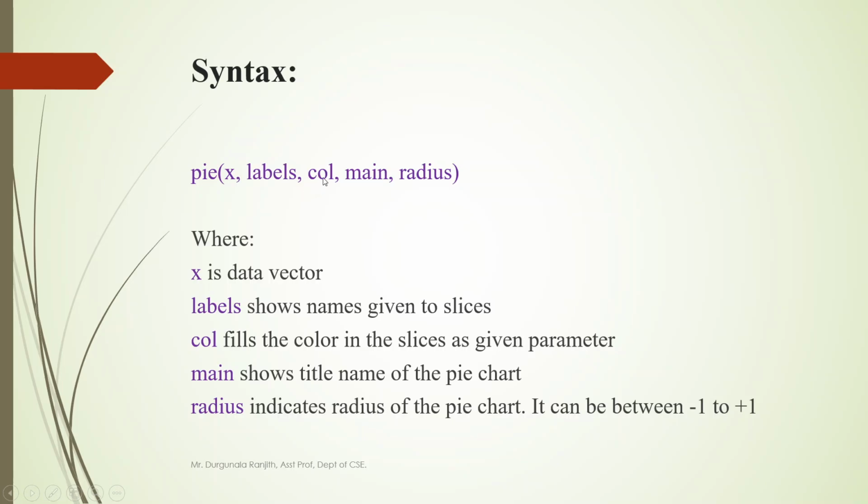The third one is col. Col represents the color, with which the segments are filled in different colors. The fourth one is main. The main parameter shows the name or title of the pie chart. The whole chart title is represented with the help of main. And radius indicates the radius of the pie chart, and it can be between -1 and +1. Normally the data vector, labels, col and main are common parameters in all the charts. So this is the syntax of the pie chart.